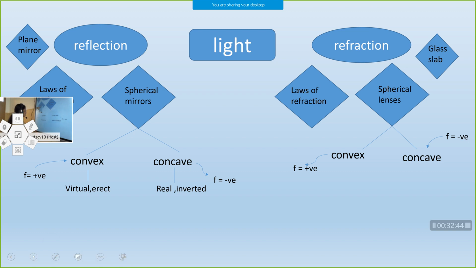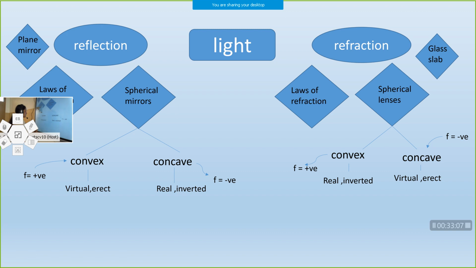And what is the general nature of image formed by a convex lens? It is real and inverted in most of the cases, except one case when the object is kept between the focus and the optical center. And concave lens, in all the cases, forms virtual and erect image.